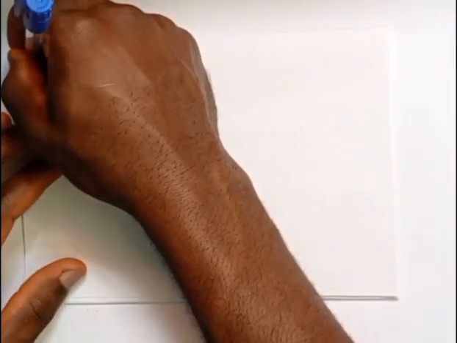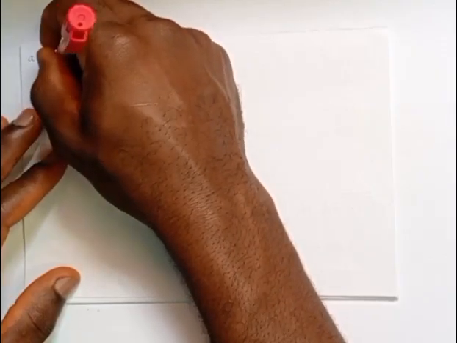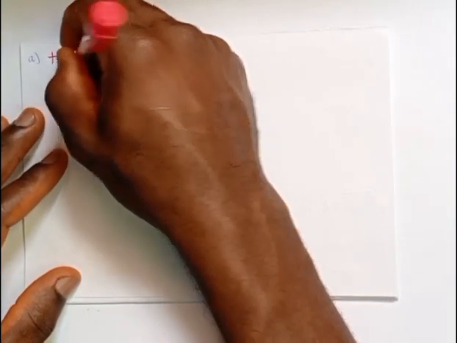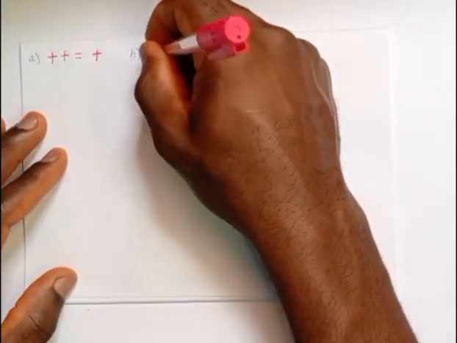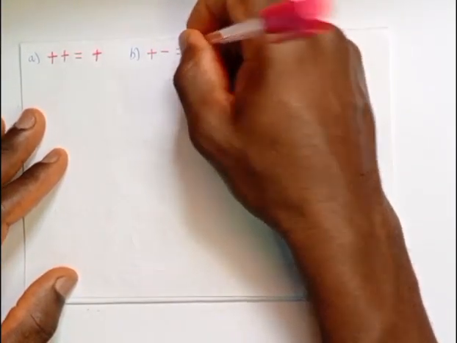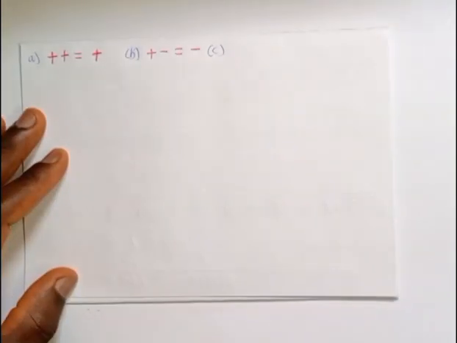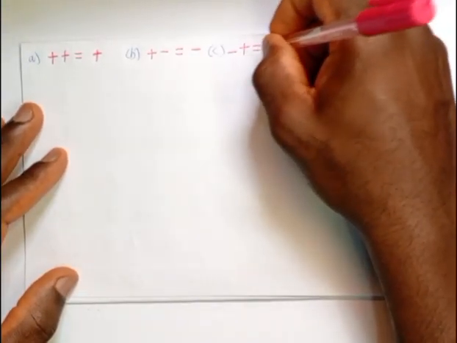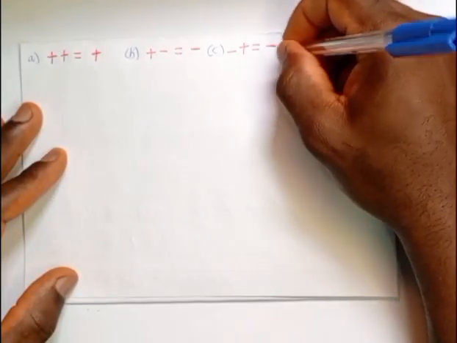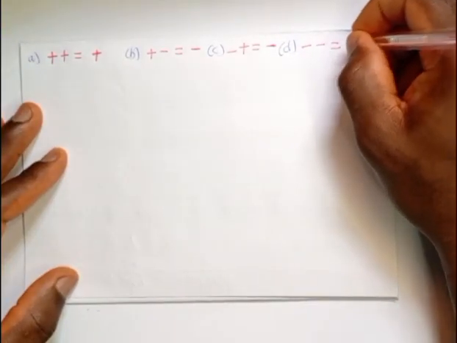The sign rules, we have the first one for A. When we have two plus signs as such, the resulting sign is plus. For B, when we have a plus and a minus sign, the resulting sign is minus. For C, when we have a minus sign and a plus sign, the resulting sign is a minus sign. And lastly, for D, when we have two minus signs, the resulting sign is a plus sign.